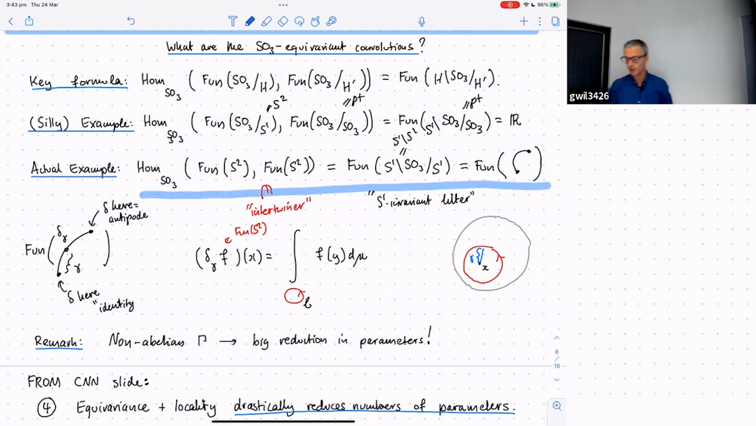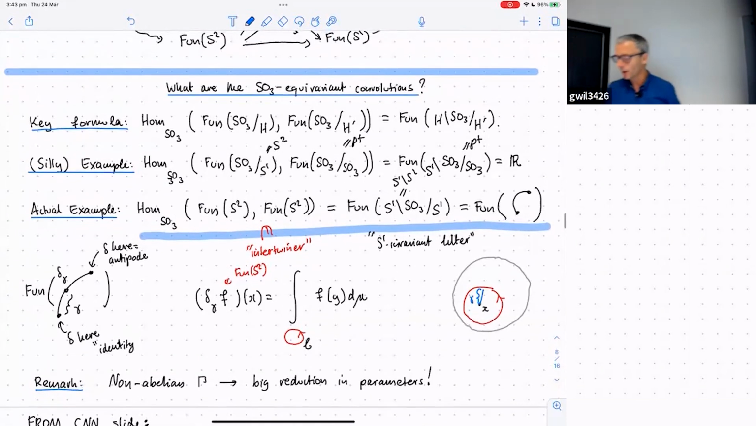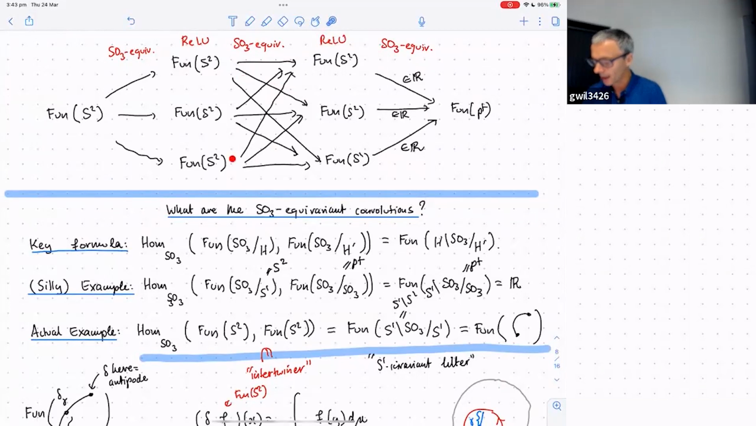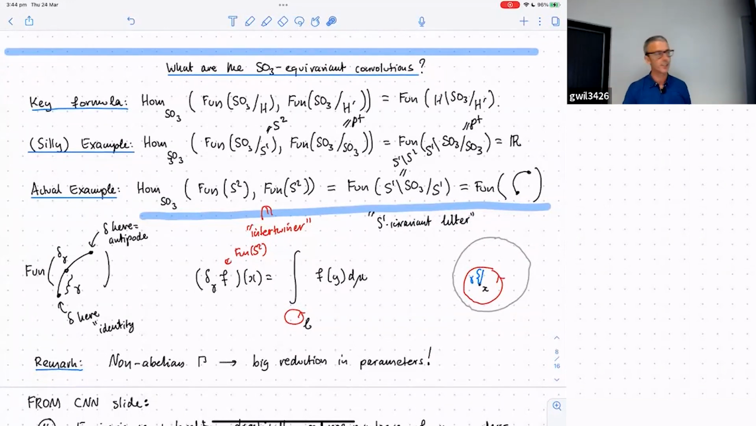So these are these intertwiners. That's the answer for what all these maps are. Of course, that's still an infinite dimensional vector space, but if you're just thinking about linear maps here, that's something like functions on S2 times S2, so roughly four-dimensional. It's remarkable that just employing this equivariance massively cuts down the number of parameters. And of course, you can make this whole picture even richer using spherical harmonics.